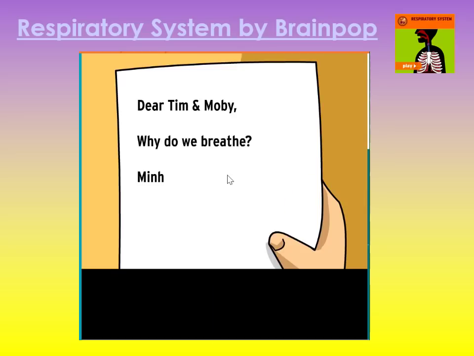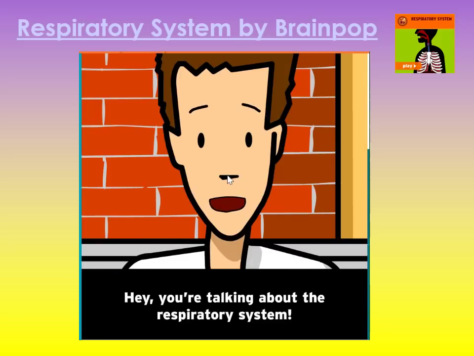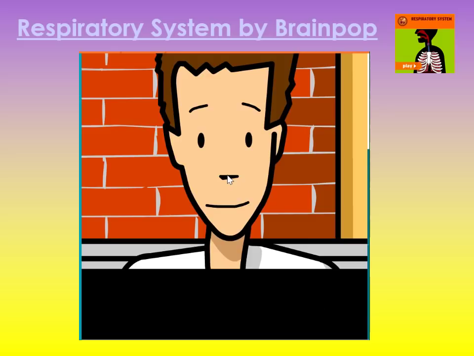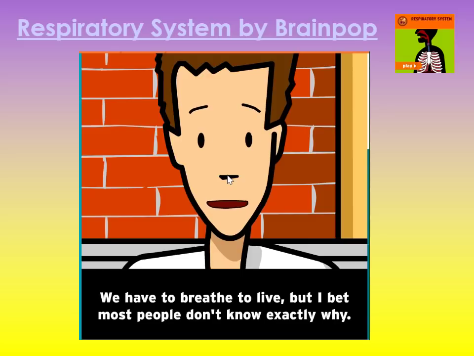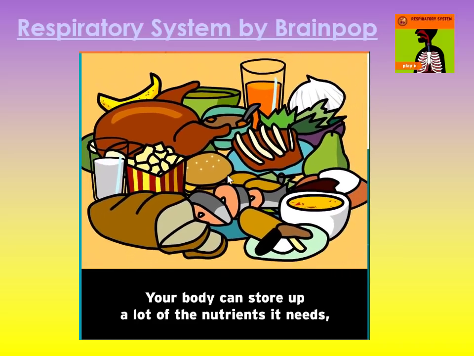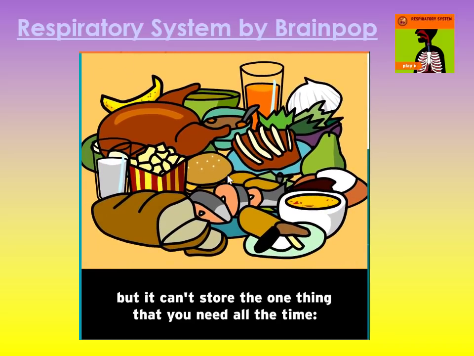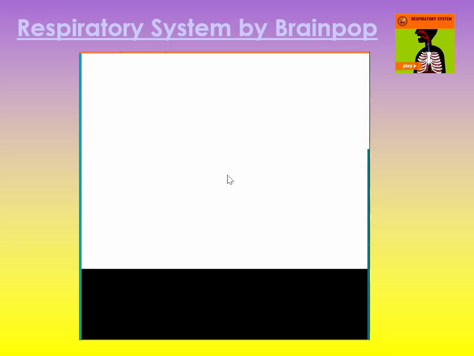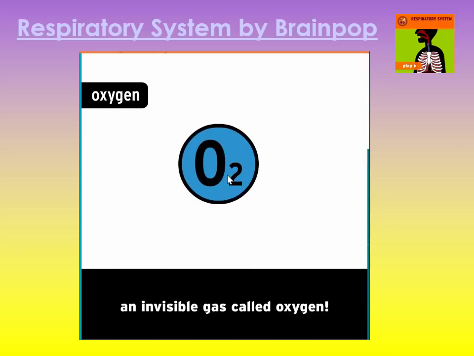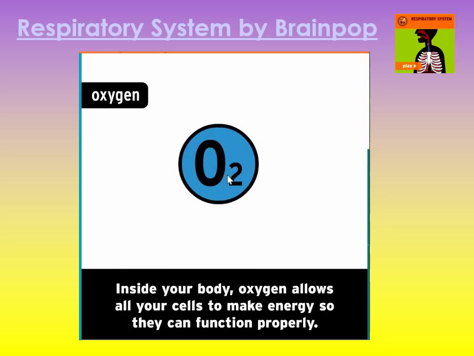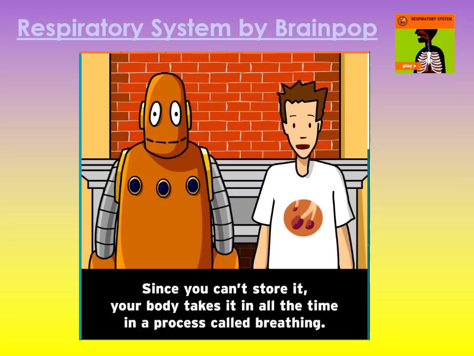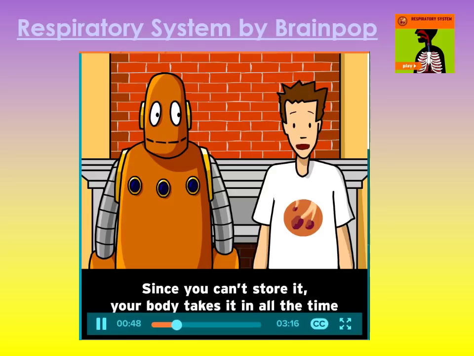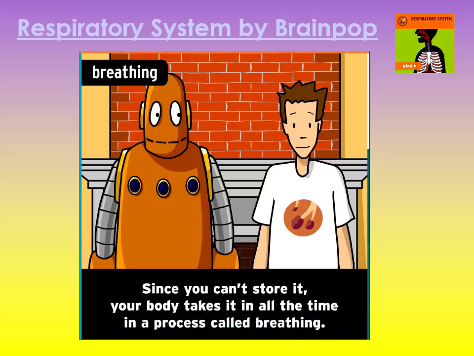Dear Tim and Moby, why do we breathe? From Min. Hey, you're talking about the respiratory system. We have to breathe to live, but I bet most people don't know exactly why. Your body can store up a lot of the nutrients it needs, but it can't store the one thing that you need all the time. An invisible gas called oxygen. Inside your body, oxygen allows all your cells to make energy so they can function properly. Since you can't store it, your body takes it in all the time in a process called breathing.